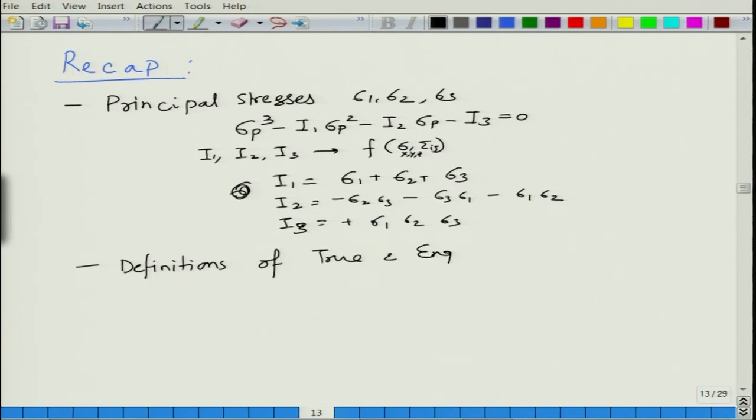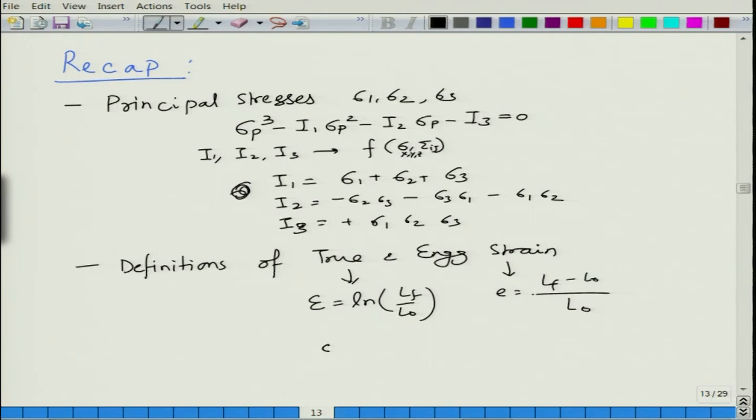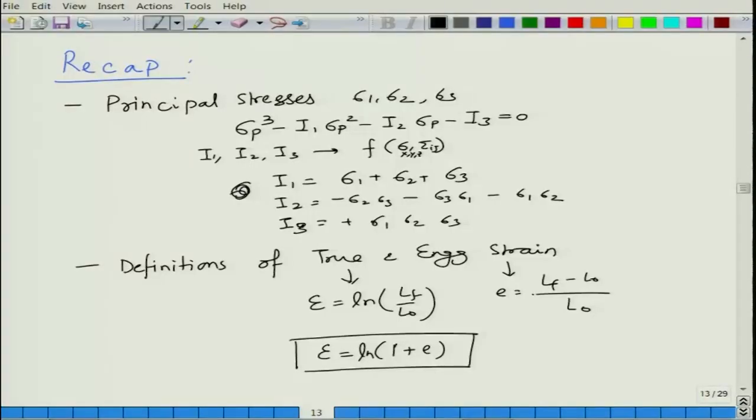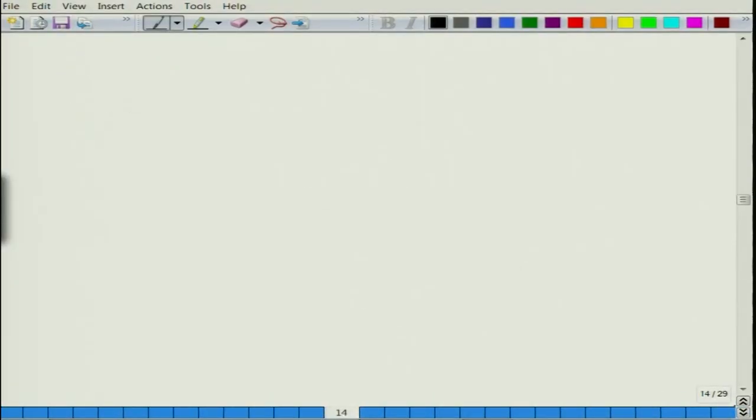And then we also looked at the definitions of true and engineering strain. True strain is epsilon equal to ln of Lf divided by L naught, whereas engineering strain is given as Lf minus L naught divided by L naught. And the relation between the two is epsilon is equal to ln of 1 plus E. We also saw that the values of epsilon and E correspond well with each other at very small strains, generally below 0.01. But the moment you go to higher strains, there is a strong divergence, and E values are very different as compared to epsilon values.